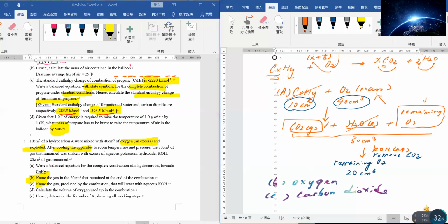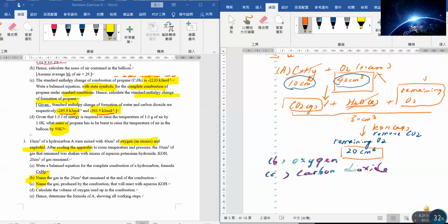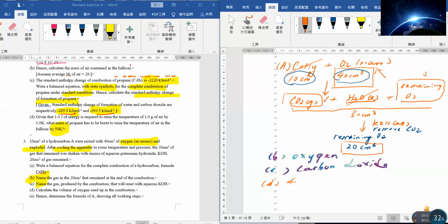That's easy. Now, think about it, originally you have 40 cm cube. After so many steps, the remaining oxygen is 20 cm cube. So the volume of oxygen that's really used in the reaction will be the original minus the remaining, which is 40 minus 20. So it will be 20. Okay, hence determine the volume.